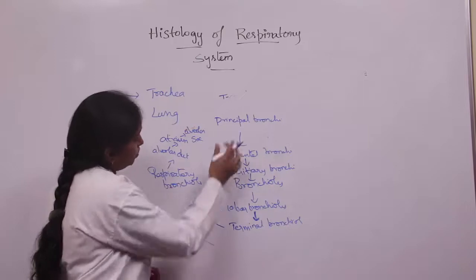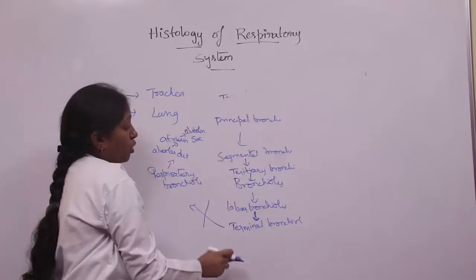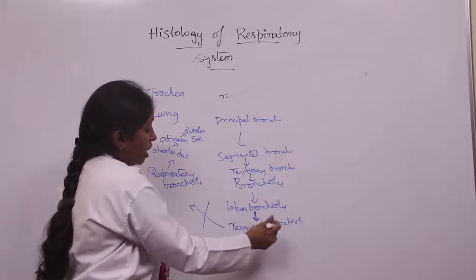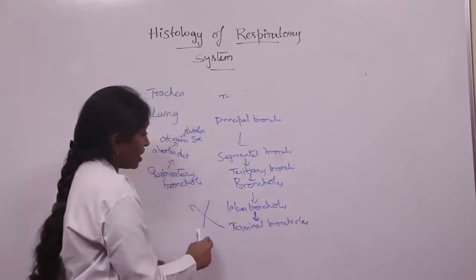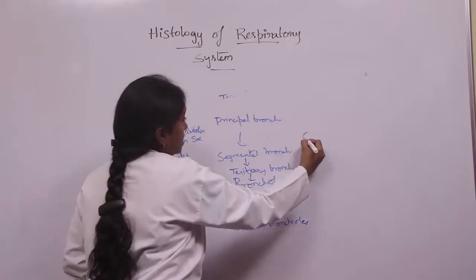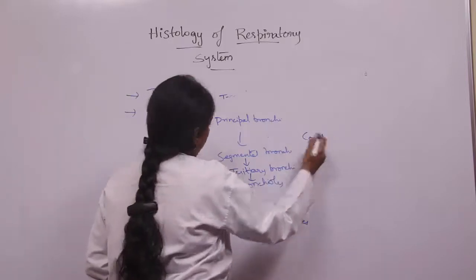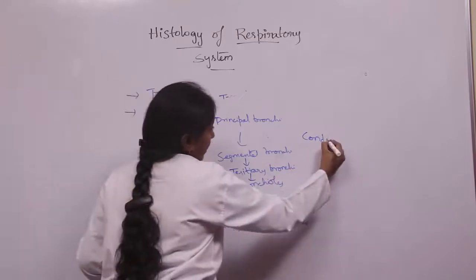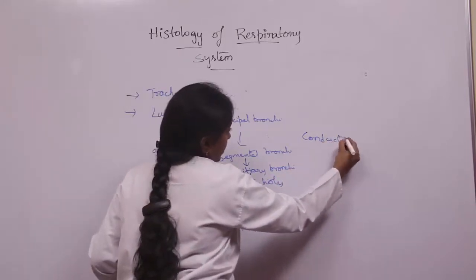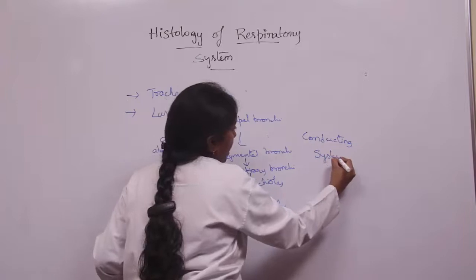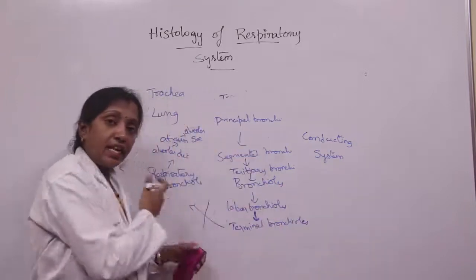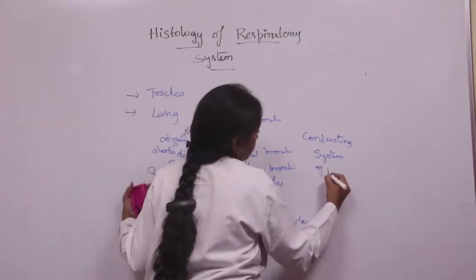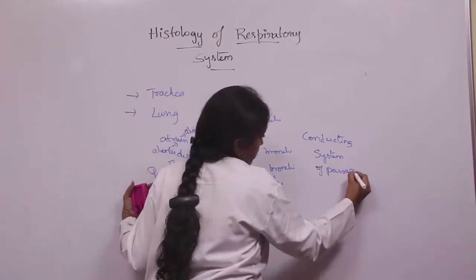Up to this, principal bronchi, segmental bronchi, tertiary bronchi, bronchioles, lobar bronchioles, terminal bronchioles, up to the respiratory bronchioles, we call it the conducting system of passage. Here they only allow the gas to pass. Here no exchange of gases takes place.